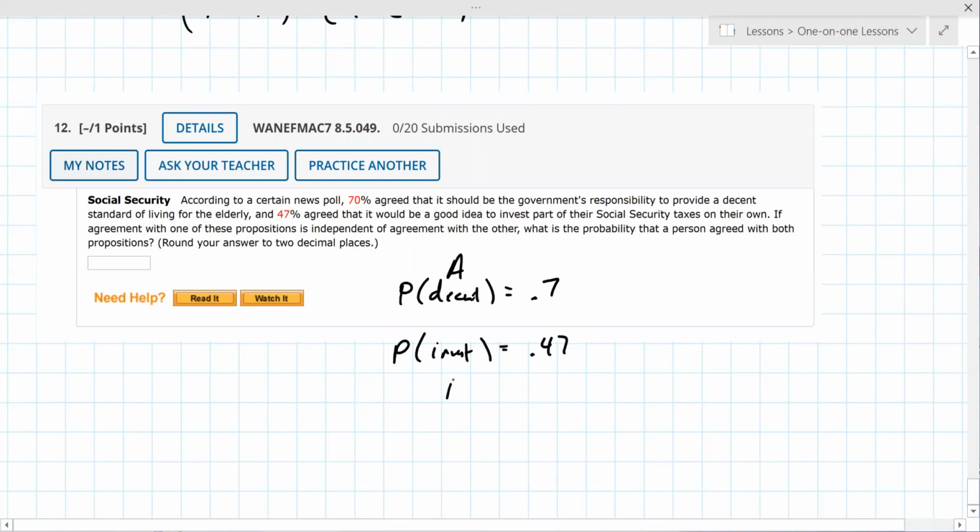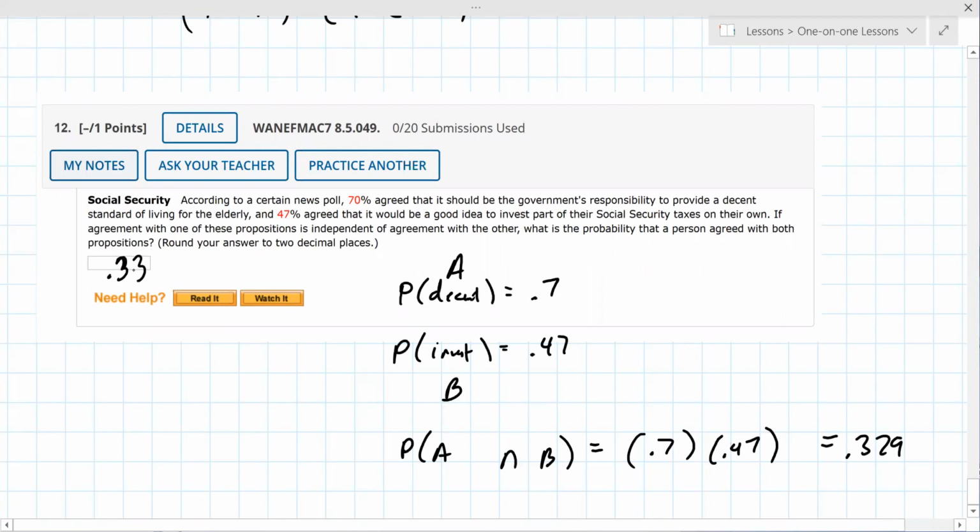It's like this is A, this is B. What's the probability of A and B? And you know by now that you just multiply the 2 numbers together. Sometimes it really is that simple. But you really got to read into these things. Round your answer to 2 decimal places. So that's interesting. I get 0.329. Yep. So it looks like it's gonna be 0.33. Let's try that.